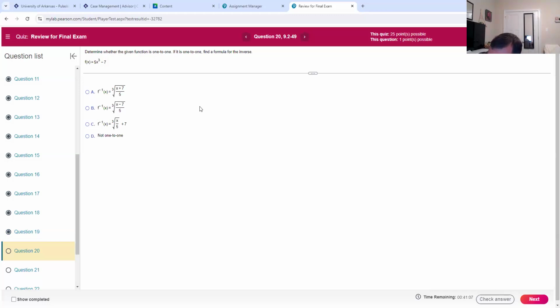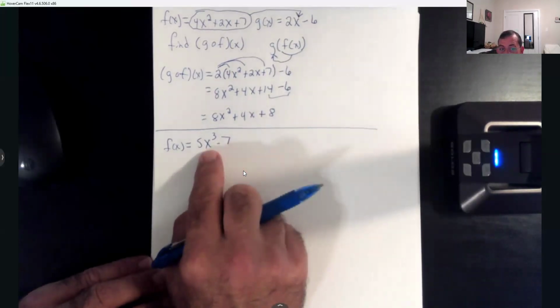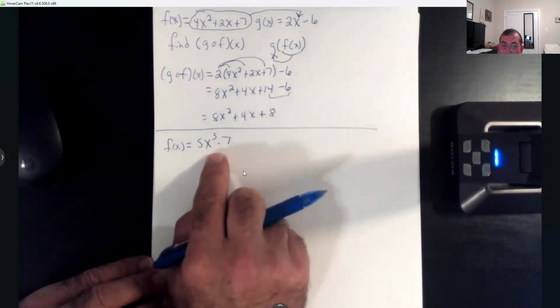All right, so f of x equals a 5x to the third minus 7. If you mark D on this one, not 1-to-1, you will miss it. They're all 1-to-1, okay? And y'all, you're basically going to have the same thing. The only thing they're going to change might be the 5 and 7, okay? But it will be an x cubed like mine.